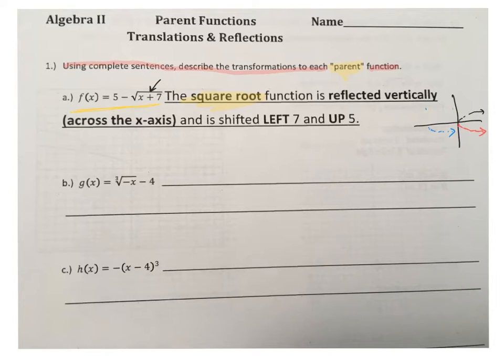Make that a little clearer as it's the square root function. All right. So that here, remember left 7 is because inside is opposite. And up 5 because outside is the same. And reflected vertically because this negative is on the outside. So vertically is outside, and when we reflect something, we go across the opposite letter. So let's try the next one.